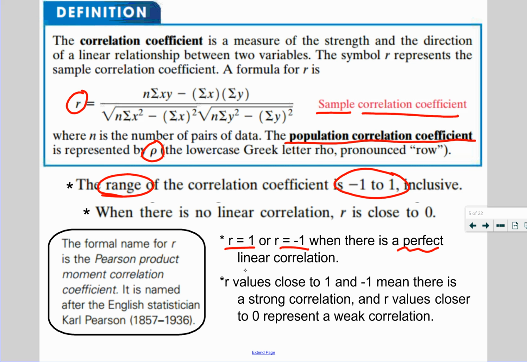If it's a -1, it's a perfect negative correlation, which means if you look at those pictures, the scatter plot, the data would make a perfect line. There's nobody out of place. The line that I would create would hit every single data point.